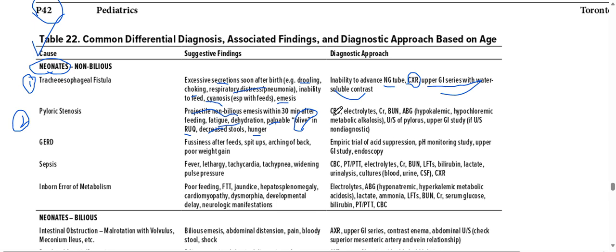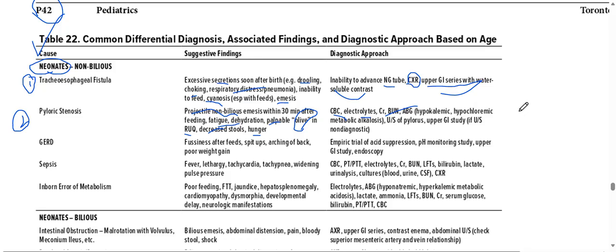There are decreased stools and the child will be extremely hungry. So we have to check CBC, electrolytes, creatinine, urea, and ABGs. One thing I want you to remember: in a case of pyloric stenosis, always keep a few things in mind. Repeat after me, guys. In pyloric stenosis, there will be projectile, P for pyloric and P for projectile, non-bilious vomiting. There will be one more P, a palpable olive in the right upper quadrant. The arterial blood gas may show hypochloremic metabolic alkalosis.